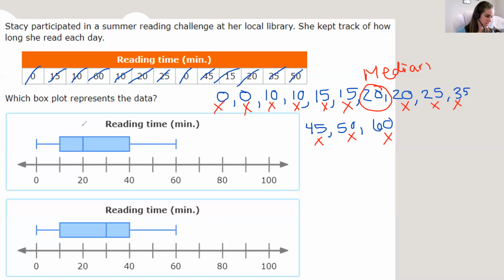Yeah, the first one does. The first one has a median of 20, but the second one, it looks like my graph is counting by tens, has a median of 30. So that right there tells us the first graph, or the first box plot here, matches our data set. That is our winner.